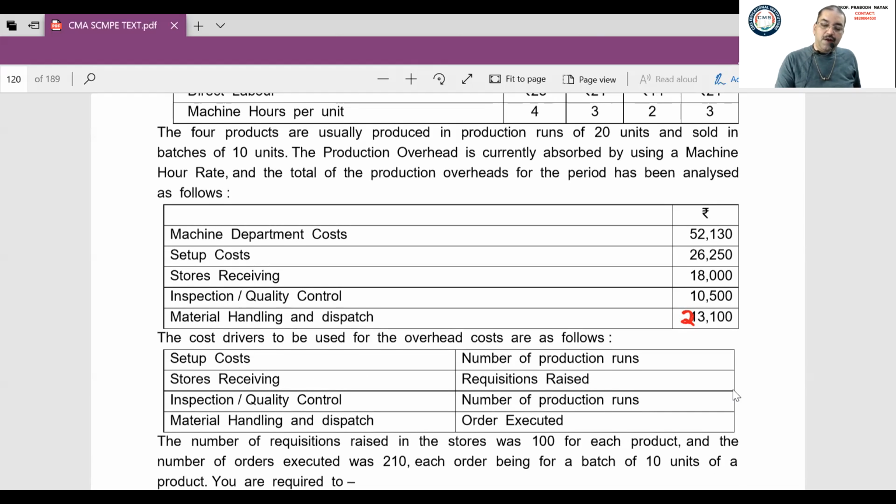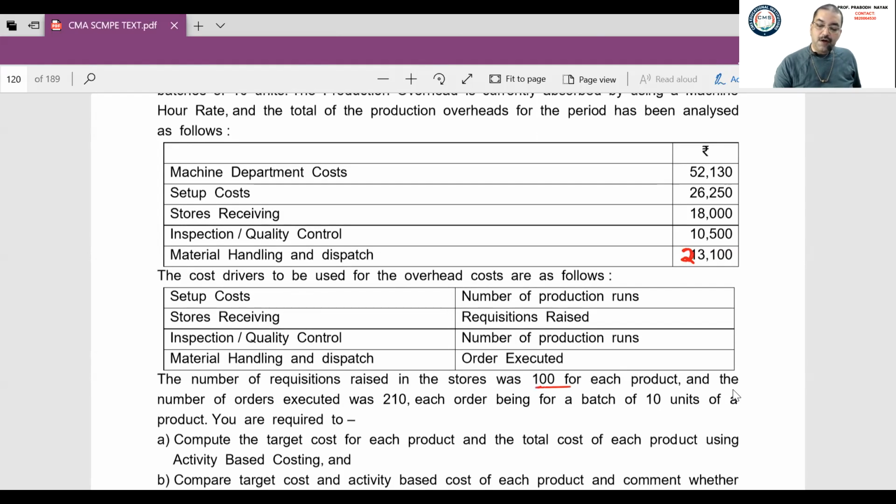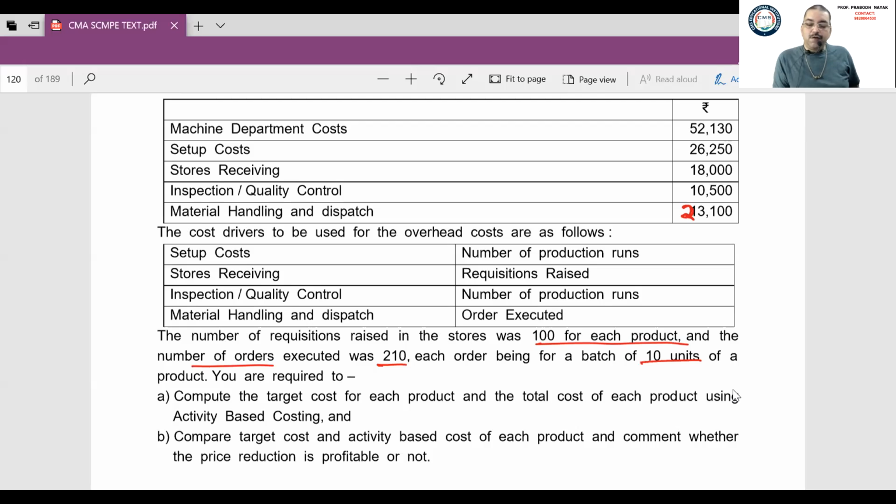Number of requisitions raised in the stores was 100 for each product. Number of orders executed was 210, each order being for a batch of 10 units. You are required to compute target cost for each product and the total cost of each product using activity-based costing. And second, compare the target cost and the activity-based cost of each product and comment whether the price reduction is profitable or not.